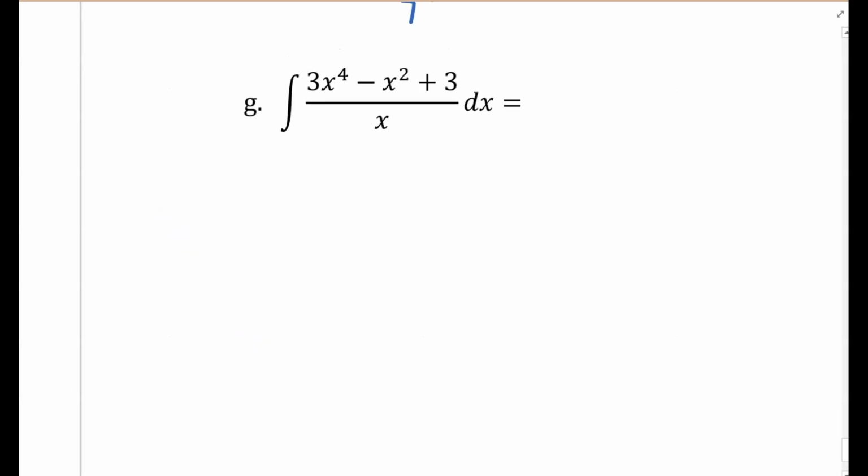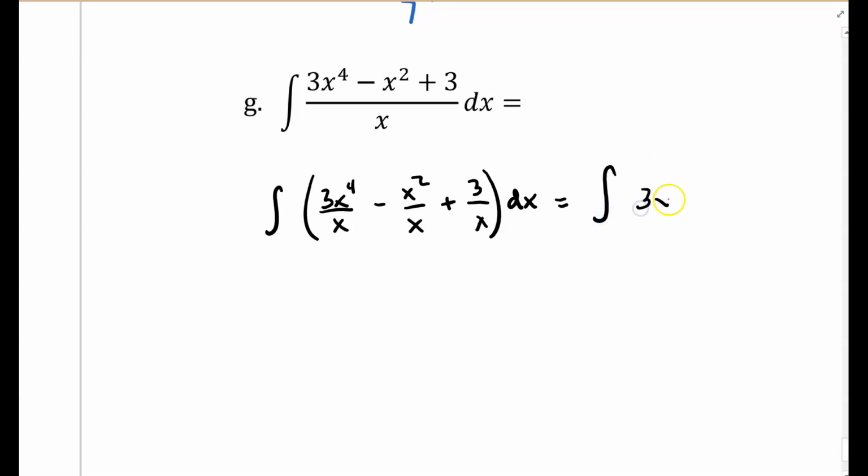All right, last two. Here's a very, very basic one. Monomial in the denominator. I'm going to go ahead and split. I have 3x to the power of 4 over x minus x squared over x plus 3 over x dx. Okay, and simplify. So this gives me the integral of 3x to the third minus x plus 3x to the power of -1 dx.